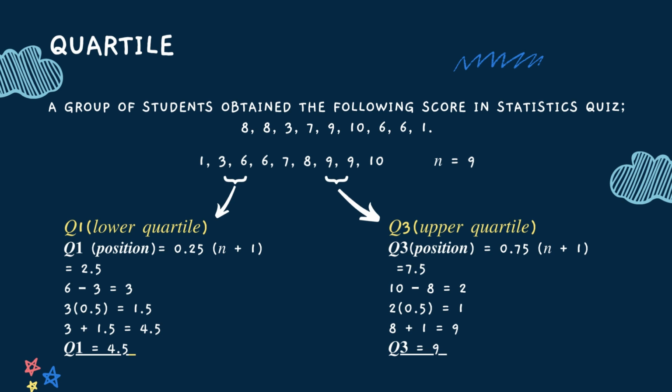So let's go ahead and proceed to the Q3, the upper quartile. For that third position, or the Q3, we have 0.75 open parenthesis n plus 1 close parenthesis.